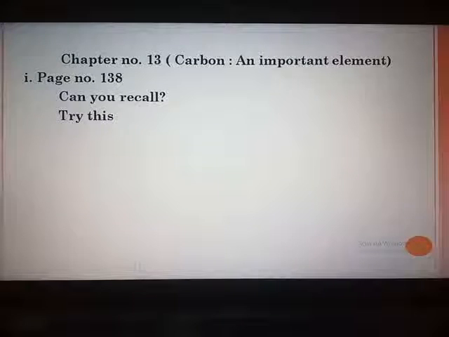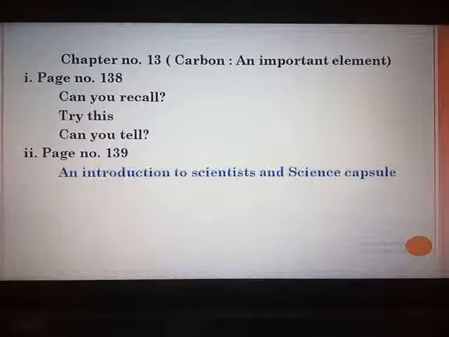Towards the end of the page you have a small activity. Can you tell? Remove that activity. What is a compound? How are compounds formed? That activity has to be removed. Next page, page number 139. Both the blocks have to be removed. One is an introduction to scientists and the other one is science capsule. Both the blocks you remove.